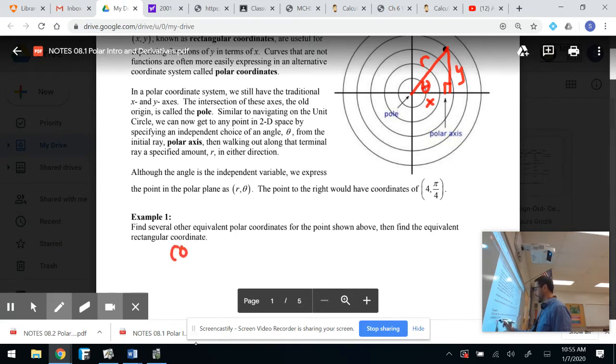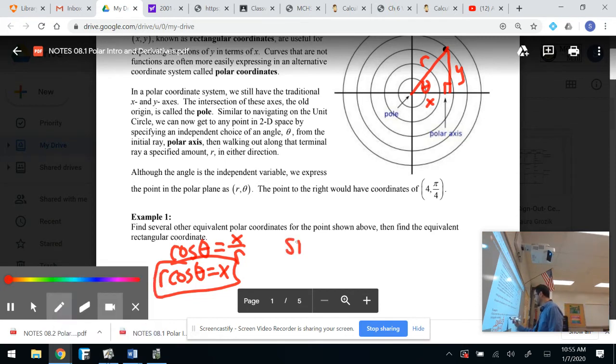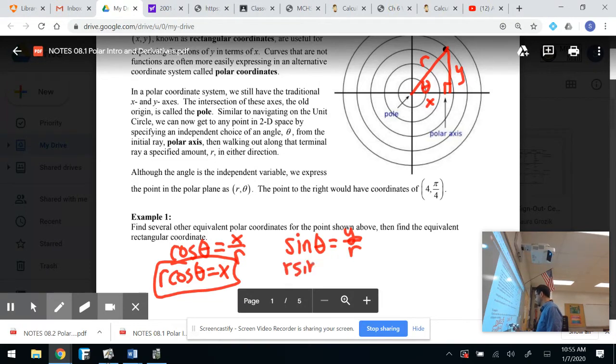Let's write cosine's relationship, right? That would be cosine theta is equal to the adjacent over the hypotenuse. I could just multiply r on both sides, and there we go. That's x in terms of your polar coordinates. And I could do the same exact thing with sine, right? That's opposite over the hypotenuse, and then if I just multiply, I get all the polars on one side and the rectangular on the other. So there we go, and we're going to use those moving forward.